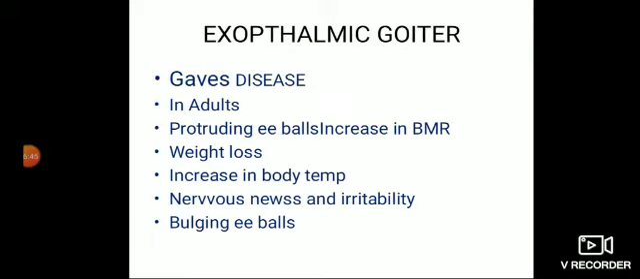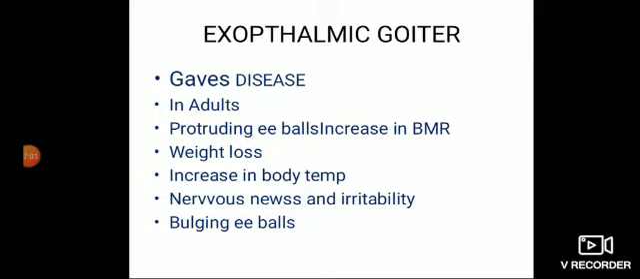Hyperthyroidism, when you write the word, you write exophthalmic goiter. Hyperthyroidism is nothing but the exophthalmic goiter. Exo means outside, ophthalmic means eyes, so the eyes bulge out. It is also called Graves' disease. This means hyperthyroidism, exophthalmic goiter and Graves' disease are the same.